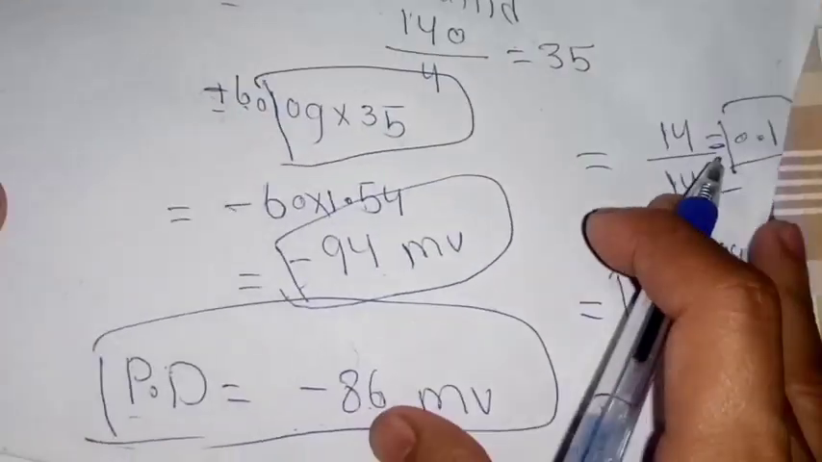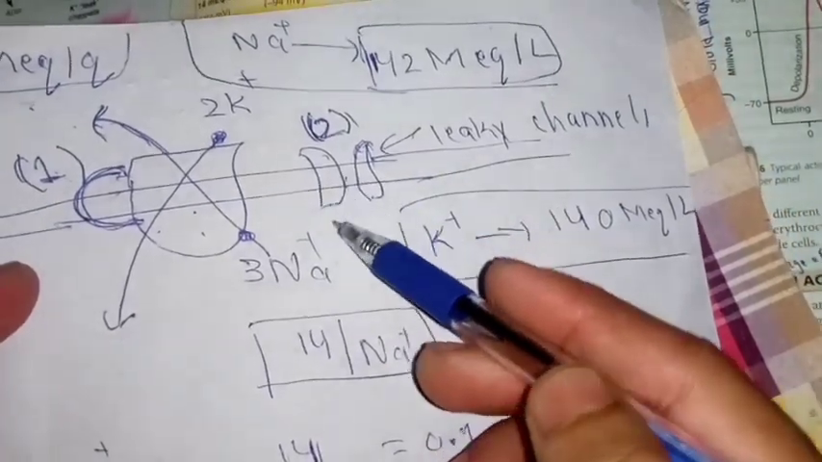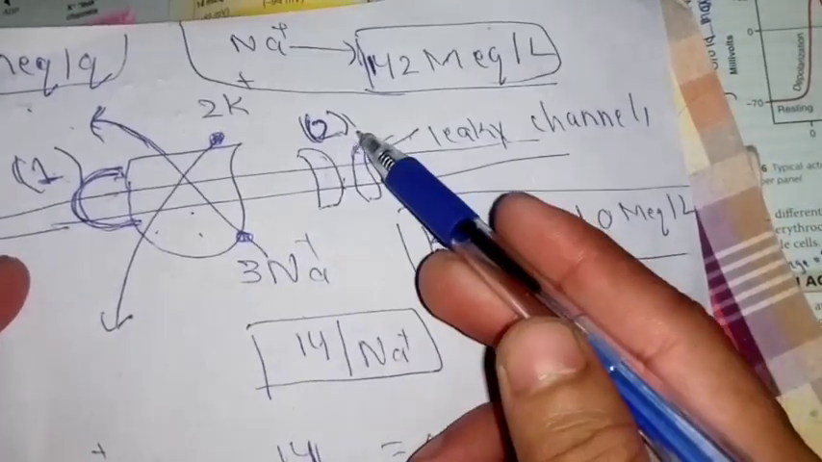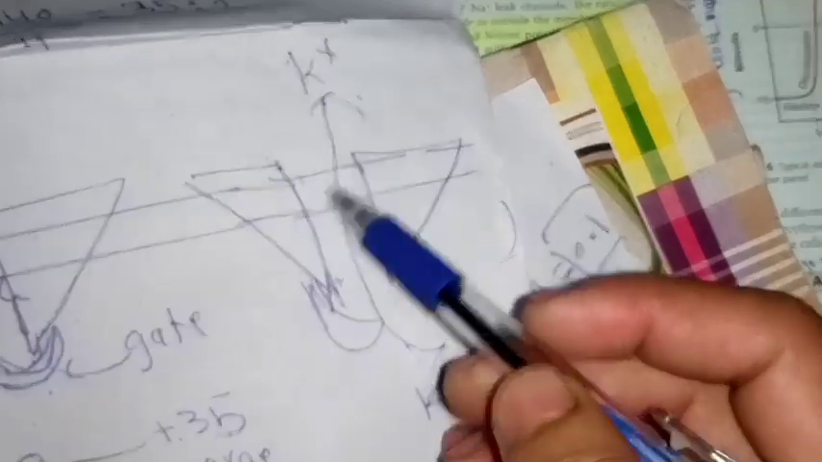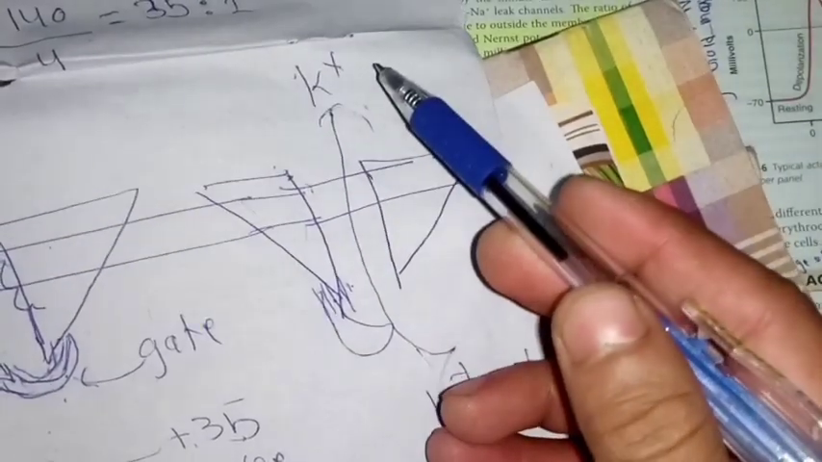Now this is the contribution of the sodium and potassium. So we have discussed that through this the potassium is leaking and the sodium is also leaking, and through this potassium channel the potassium is leaking.